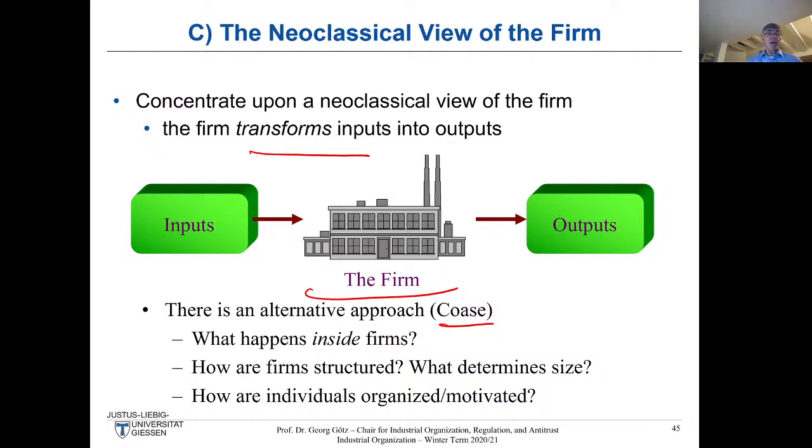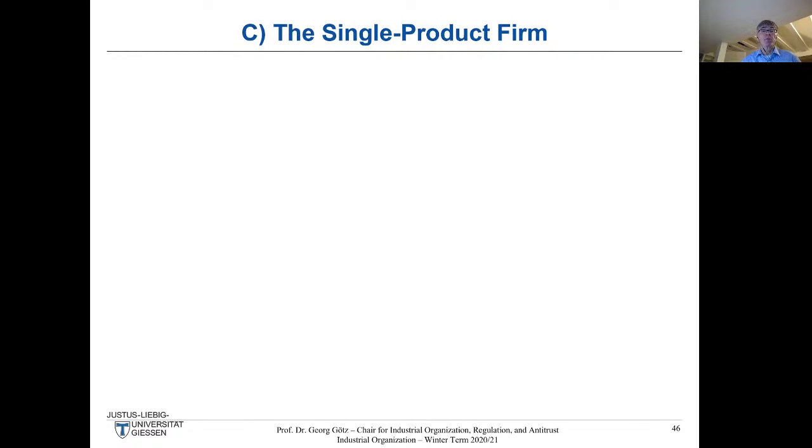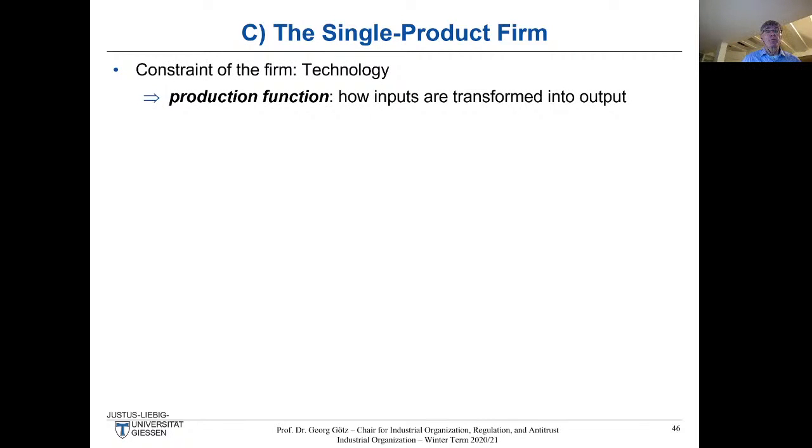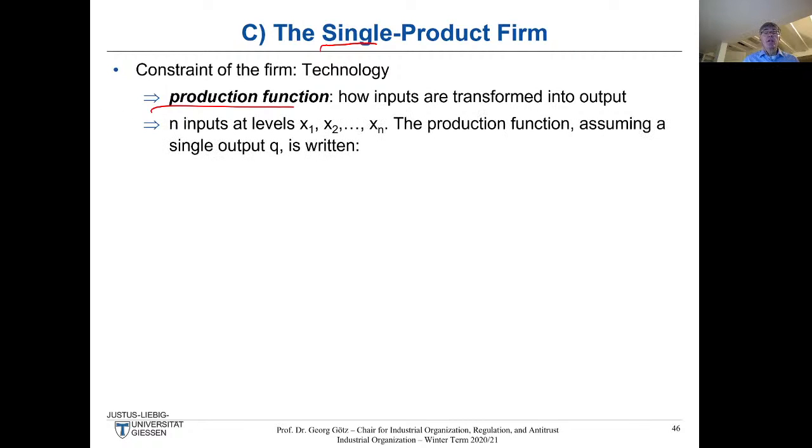That's what we did. And I think I gave you all the respective references already yesterday. So we have a much simpler view of the firm here, because we just simply assume that it's profit maximizing. We start here with a single product firm, and we just assume that we have some production function, which is the constraint of the firm because it describes the firm's technology. Here we look into how inputs are transformed into outputs.